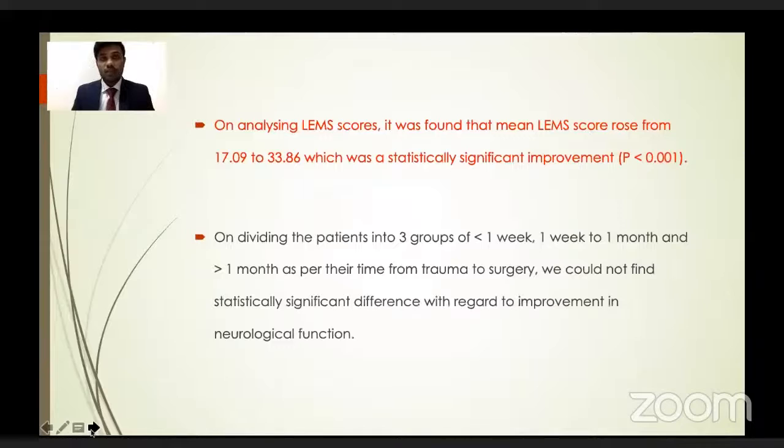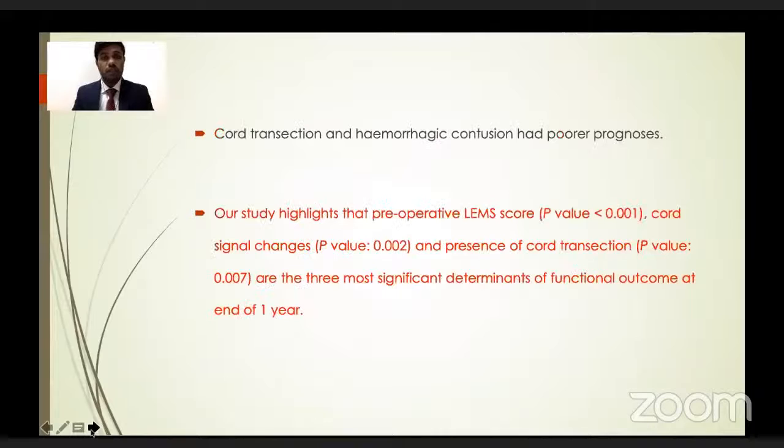On analyzing the LEMS score, there was statistically significant improvement. When comparing patients from less than 1 week to 1 month and more than 1 month from the trauma to injury, there was no statistically significant improvement. Cord transection and hemorrhagic contusion had poor prognosis. Our study highlighted that preoperative LEMS score, the presence of signal changes, and cord transection are the important significant determinants of functional outcome at 1 year.